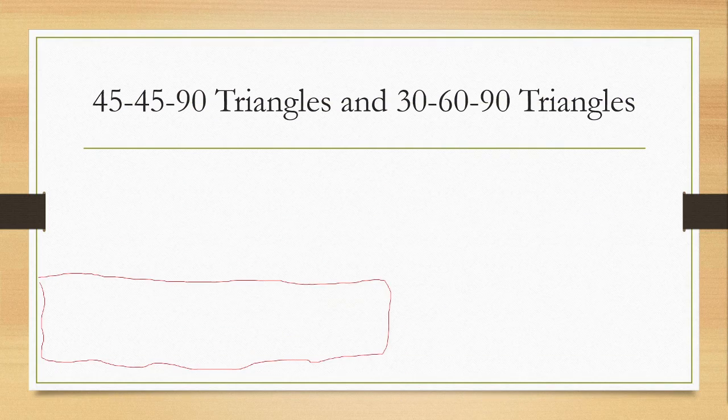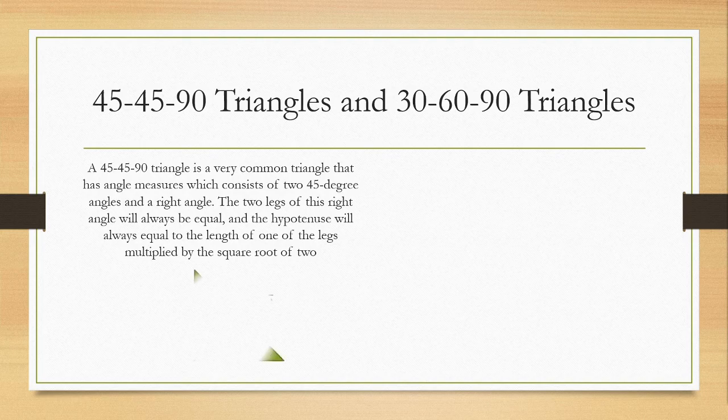45-45-90 triangles and 30-60-90 triangles. A 45-45-90 triangle is a very common triangle that has the measures of two 45-degree angles and one right angle. And the two legs of this right triangle will always be equal. And the hypotenuse will always be equal to one of the legs multiplied by the square root of 2.